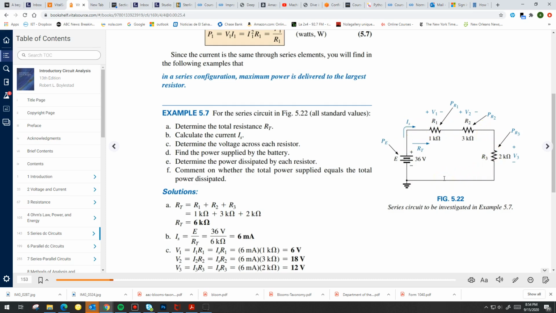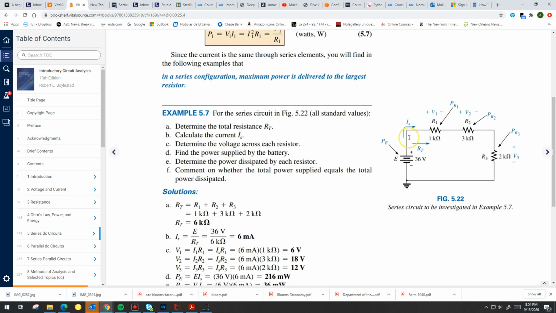So in this case, first we want to know the total resistance. The total resistance, like we know before, is going to be the addition of the 3 resistors, 3 plus 1 plus 2, or 6 kiloohms. Very easy. And then the source current, by Ohm's law, is found by dividing this voltage supply by the total resistance, or 36 over 6, which will give us 6 milliamps.